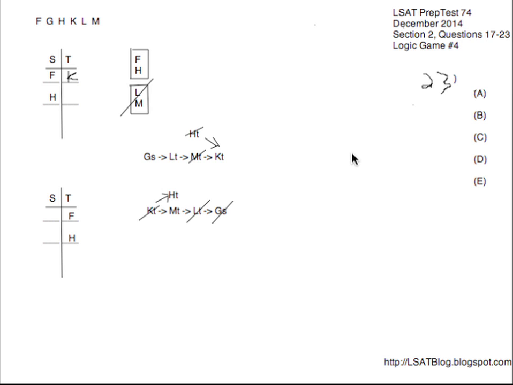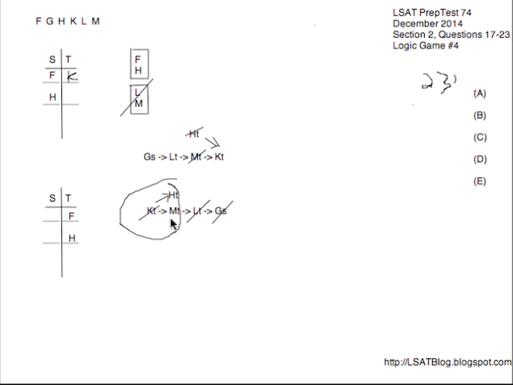But C and D both say unless K is at T, meaning if K is not at T. And we have a big chain about what happens when K is not at T. So I want to start by focusing on those two choices. C says if not KT, then F and M are at T. That's very similar to this. It's just changing HT into FT. It's leaving M the same.